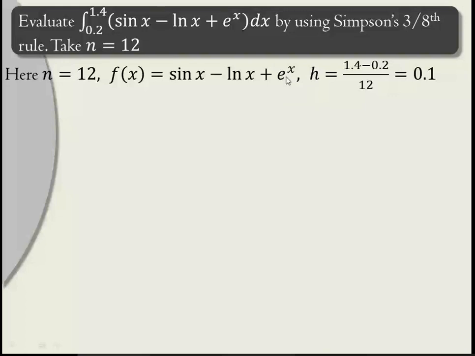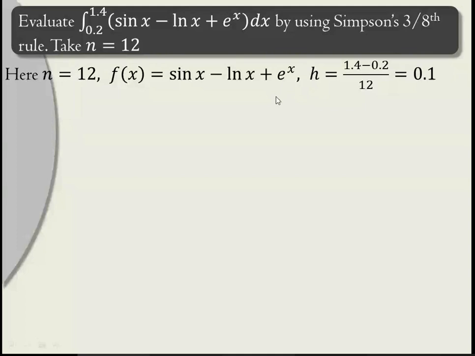So start with x naught. x naught is 0.2. x1 will be 0.2 plus 0.1. x2 will be 0.2 plus 0.1 plus 0.1. Like that, we have to continue until we reach 1.4. 1.4 is xn, that is x12. And at each point find the value of this function using a calculator.